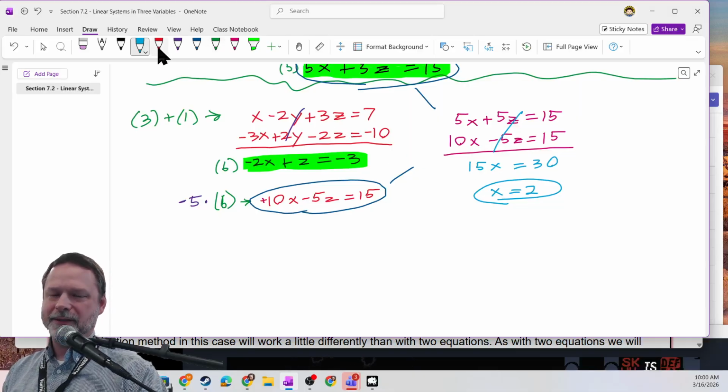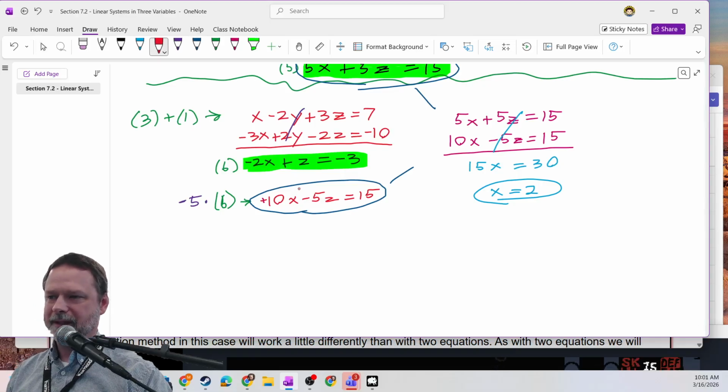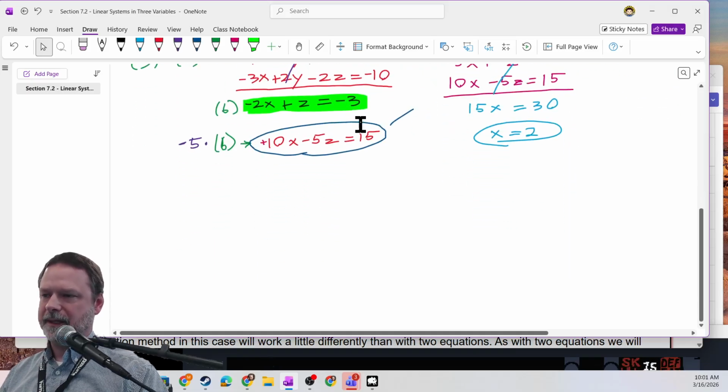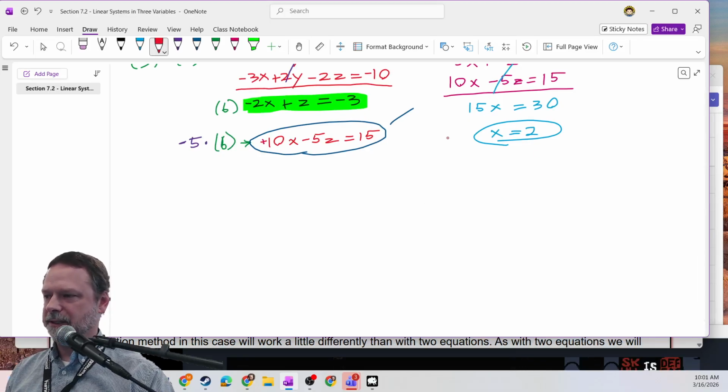We can start just going back and finding out what's z, and then what's y. So let me see now. For x equals 2, I got lots of options. I could plug it in this equation here that I've circled. I could plug it in this equation that I've highlighted. I plug in this one, and I'll just have z. This one seems like the smallest numbers. I just want to plug it in there. So let's plug x equals 2 into equation 6.